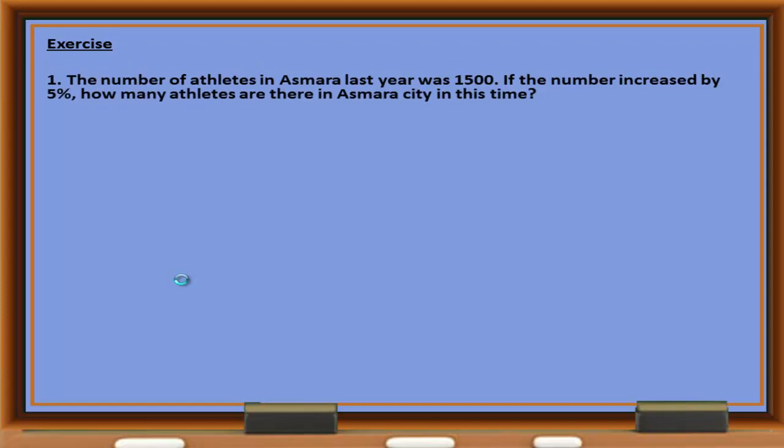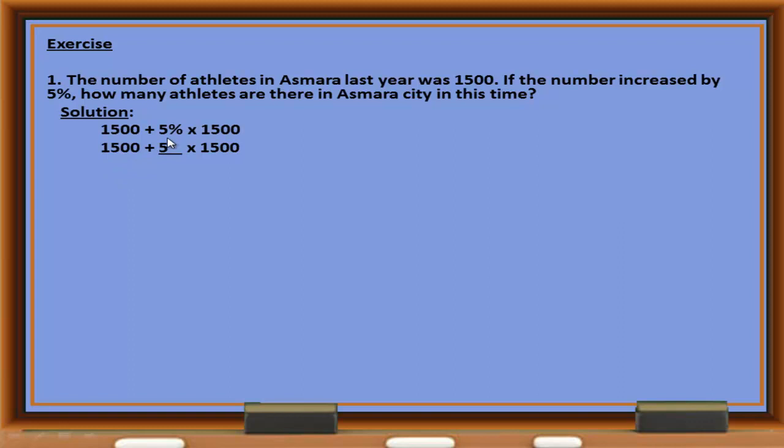Exercise. The number of athletes in Asmara last year was 1,500. If the number increased by 5%, how many athletes are there in Asmara city at this time? Solution. Their number increased by 5%. At first it was 1,500 plus the increase, 5% of 1,500.